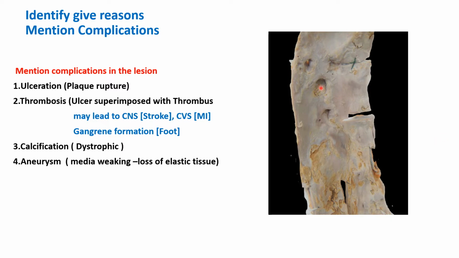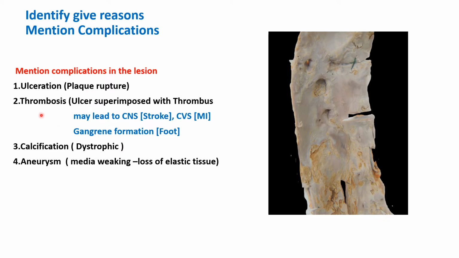Now this is another specimen from the institute. Here we have to mention the complications. Now when the students are asked about the complications, they generally tell the complications like stroke in brain or CNS, or myocardial infarction, or gangrene of the foot. Now these are thrombotic complications, but please enlist the complications of the lesion. In other words, you should mention that the atheromatous plaque may undergo ulceration or plaque rupture.